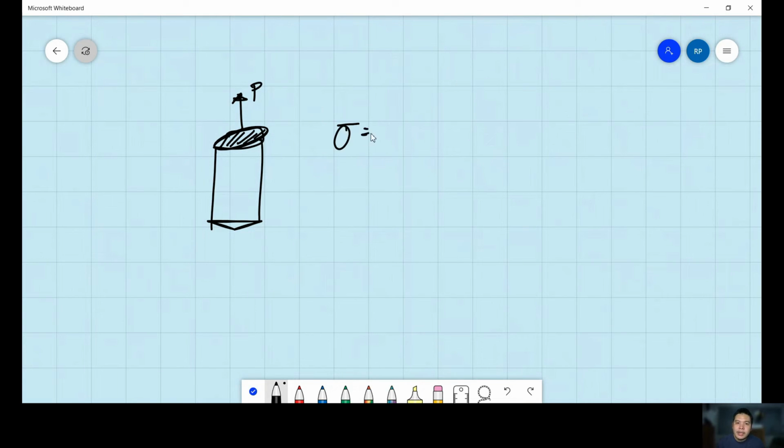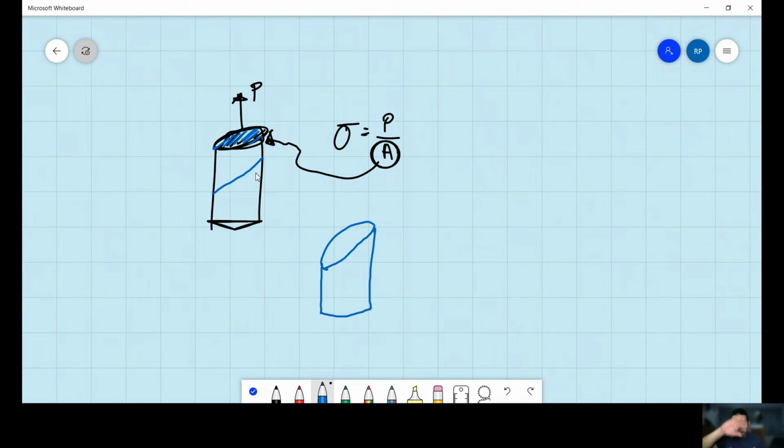Then our normal stress should be equal to force over area. Now this area of consideration is this particular area itself. So what happens if we cut an inclined plane? If we cut an inclined plane, the area of consideration changes. The area here for normal stress is this one.